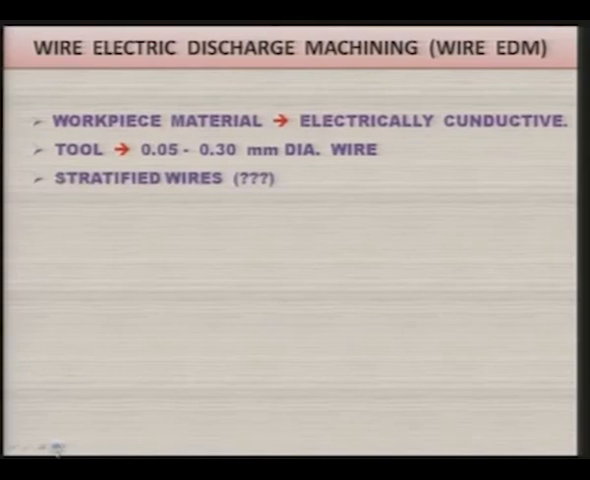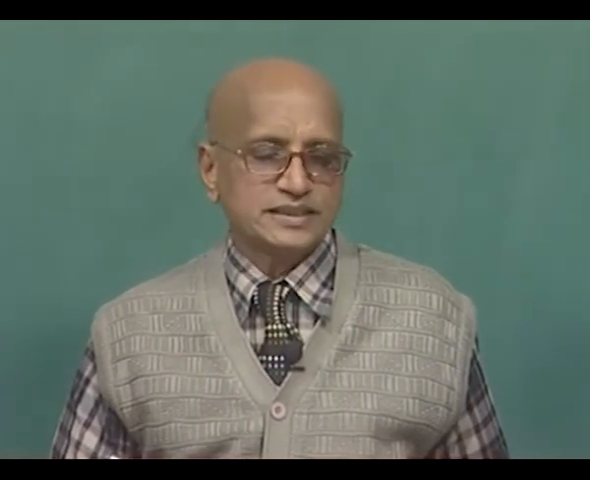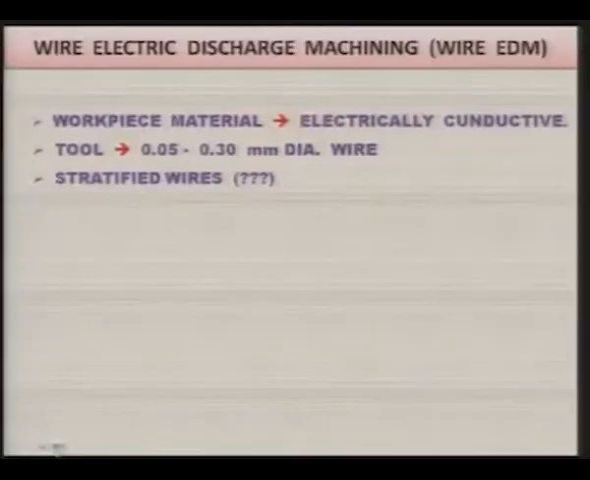Now, in the beginning, most of the manufacturers of wire EDM machines were using bare copper wires or wires of other materials, but lately Charmilles Incorporation developed a new type of wire, that is named stratified wire. The question arises, what is stratified wire and why should we use it? We will see after a few slides.